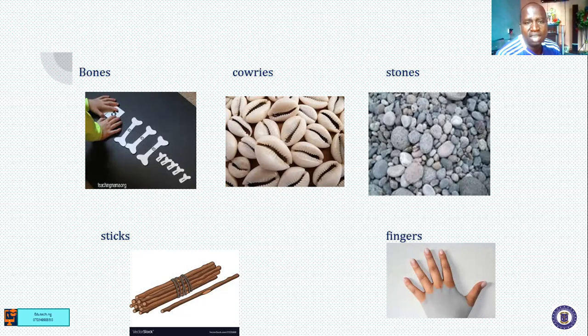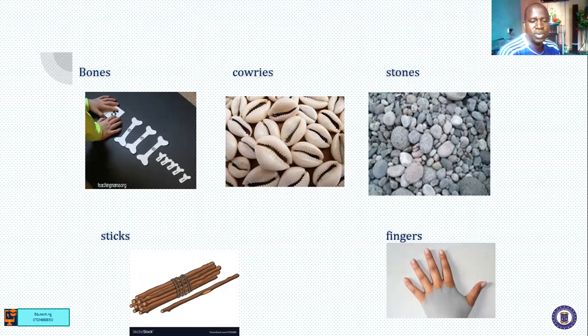Then we can see these cowries. Cowries, you see the way they are looking so beautiful. Yes, these were used as money as of that time. If you have them, you can just go out there and buy whatever you want to buy. And the third one is a picture of stones. The stones, you can see them, small stones, good ones, so that you can easily count them and maybe store them in a particular place for your record.